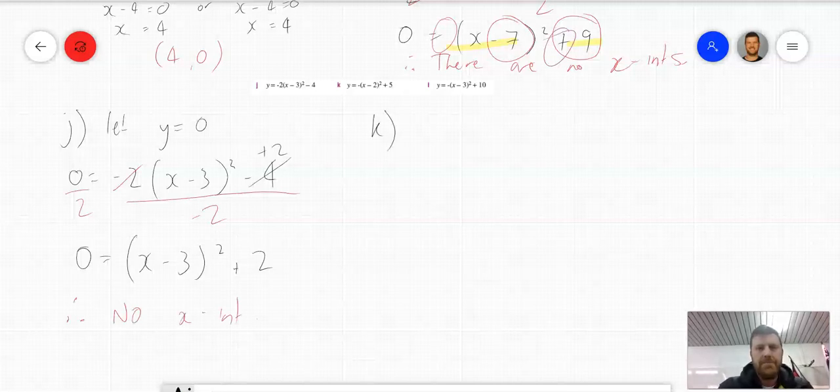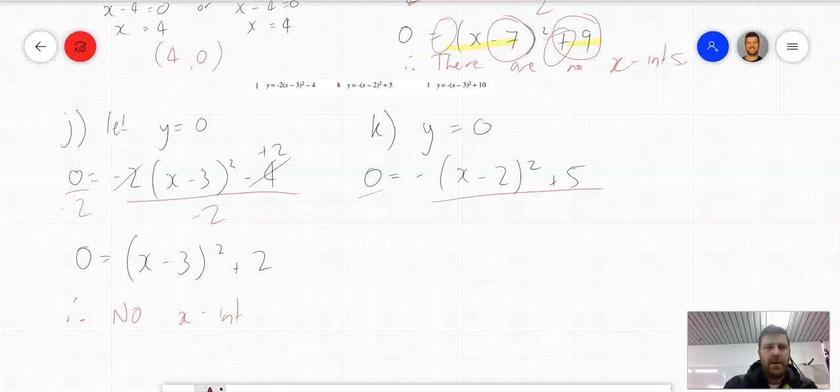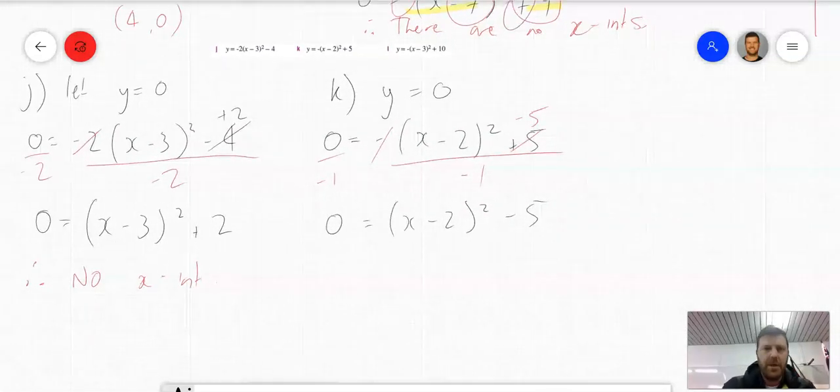K. Y equals 0. 0 equals, in this case, minus 1 times x take 2 all squared plus 5. Now we're going to get rid of that minus 1 first, so let's divide both sides by minus 1. That removes the minus. This becomes minus 5, and that actually helps us out because now we can factorize using difference of perfect squares. Yes, we've got to use surds, but we can still do it.